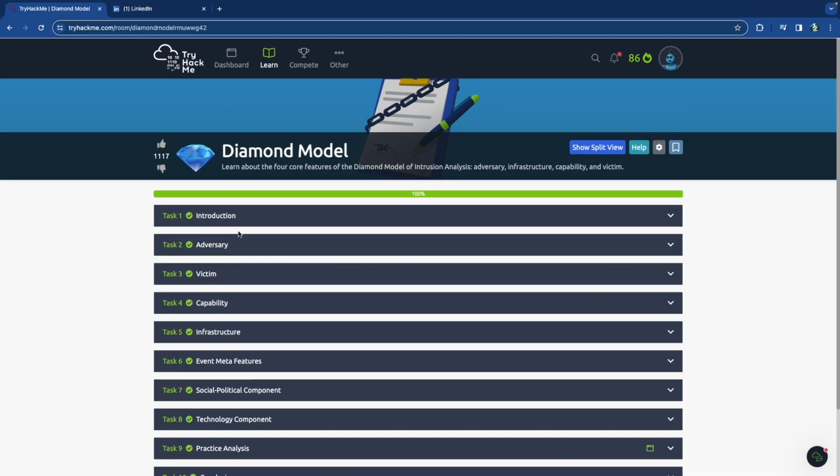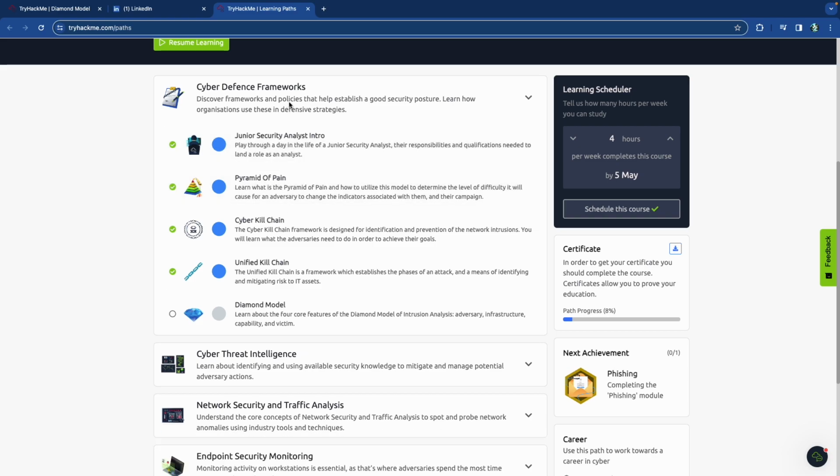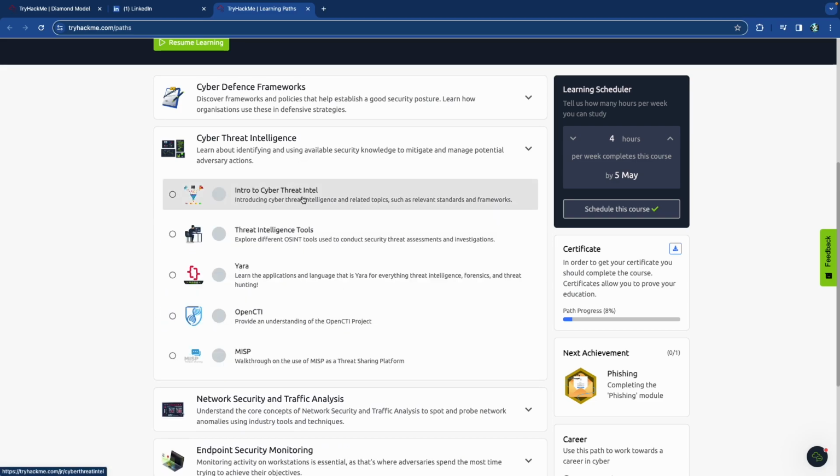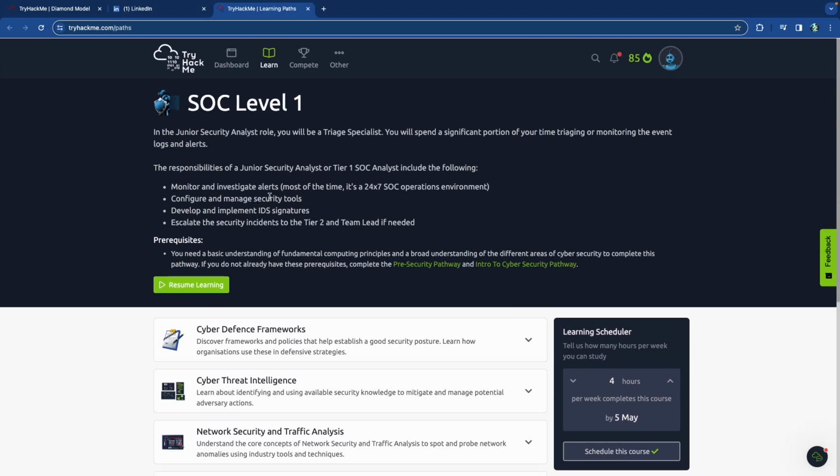These things are, from what I'm gathering, just a combination to complement each other so that you can see, you know, and then there's going to be the MITRE framework in the very last part. So this is all just cyber defense frameworks, right? So the Pyramid of Pain we already did, Cyber Kill Chain, Unified Kill Chain, just did the Diamond model, and the next one is going to be the MITRE ATT&CK framework. And then after that, we're going to be done with the defense frameworks, and then we're going to jump into threat intelligence. And this is going to be a pretty hefty pathway because it's for the security analyst, right?